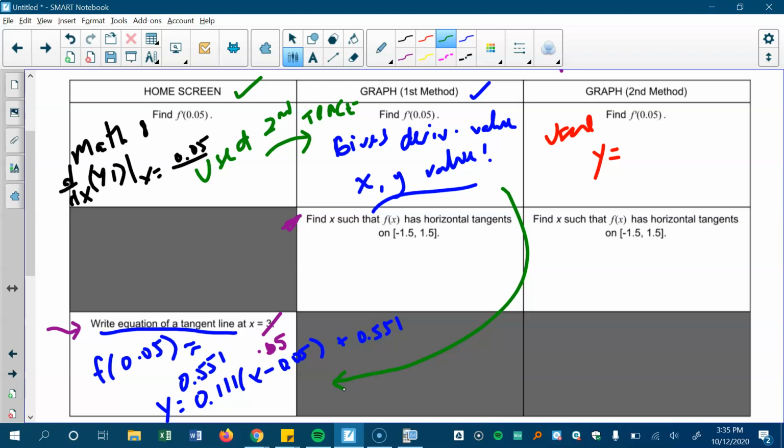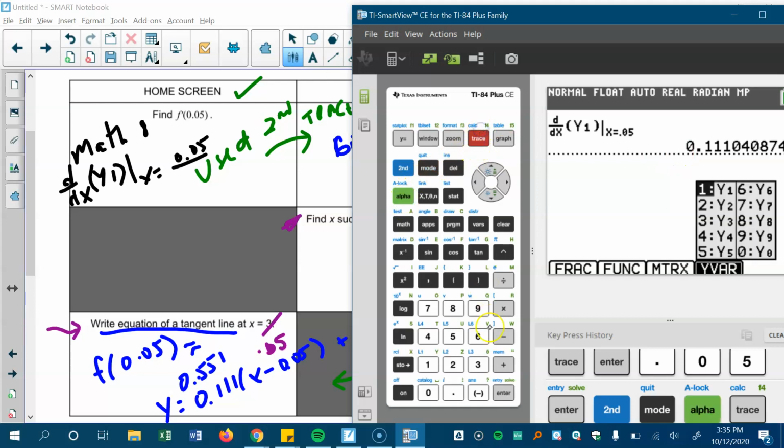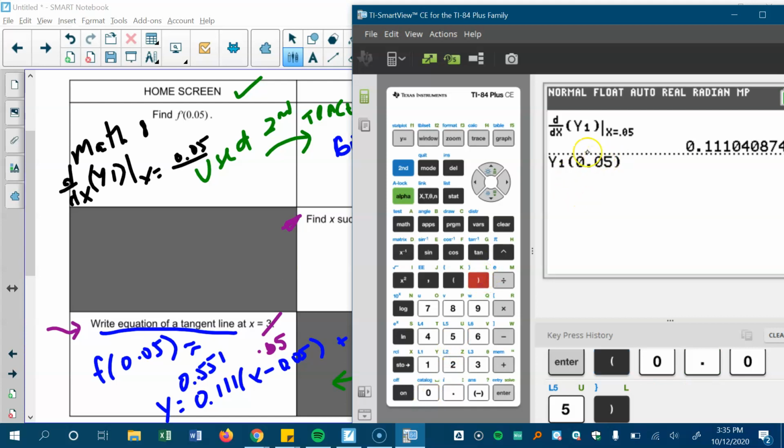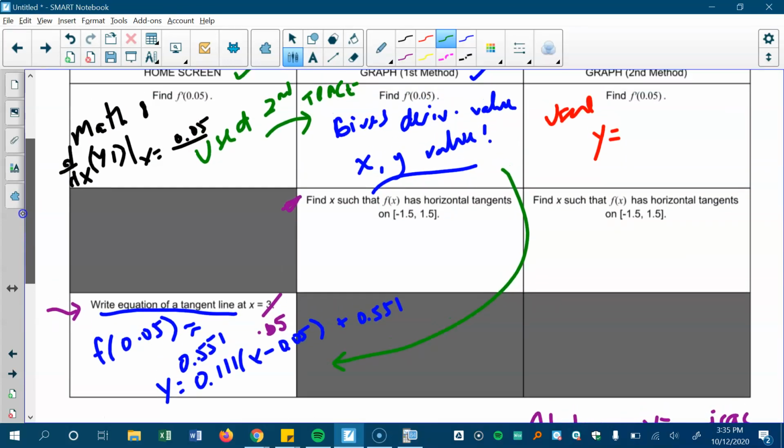If we do it from the home screen, this first line got me the slope of the function. And then what I could do is I could do alpha trace y1. The reason I'm doing this is to actually get the y value on the main screen, y1 of 0.05. So I can open up parentheses like this, and this is the calculator's way of saying, oh wait, I have a function in y1, and I'm taking an x value, and when I push enter, I'm going to give you the y value. So here was the y value of 0.551, and this is how I would have done this on the home screen.